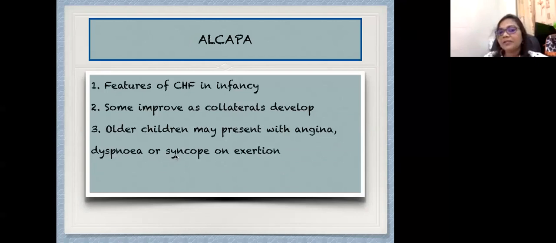So, these patients present with features of heart failure in infancy. Some of them actually can improve as collaterals develop, but most of them don't improve. And older children who escape the features in infancy, or develop collaterals and their symptoms subside, can present later with angina, dyspnea, or syncope on exertion.